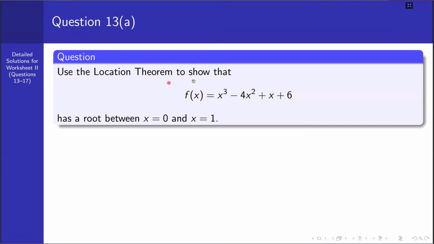It says use the location theorem to show that f of x is equal to x cubed minus 4x squared plus x plus 6 has a root between x equal to 0 and x equal to 1.